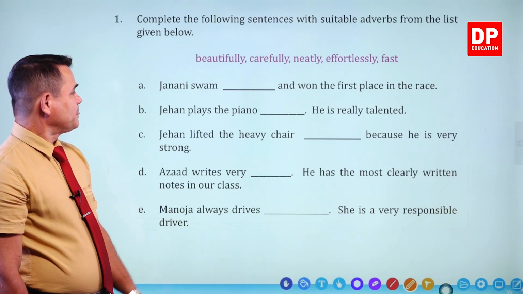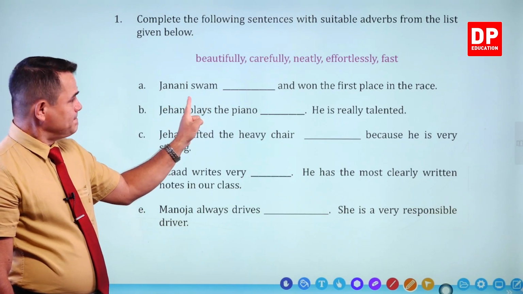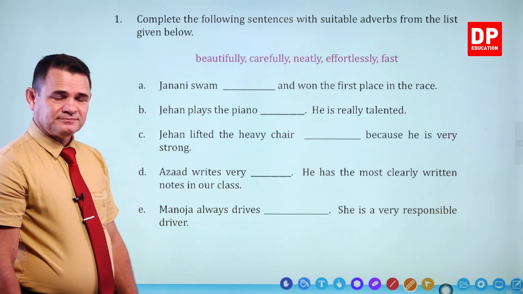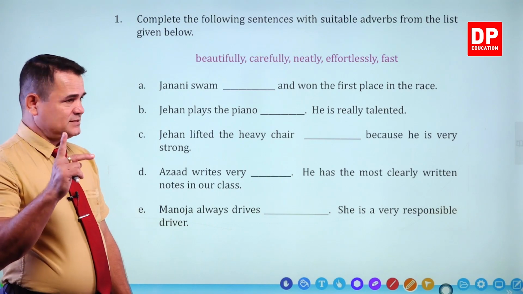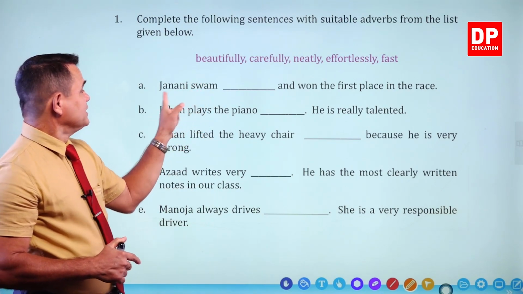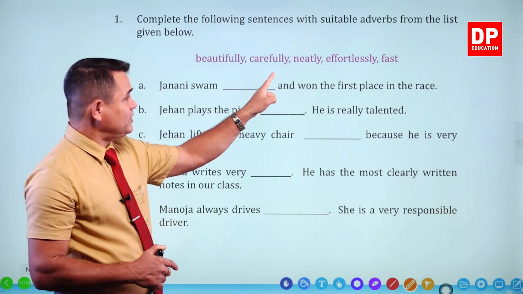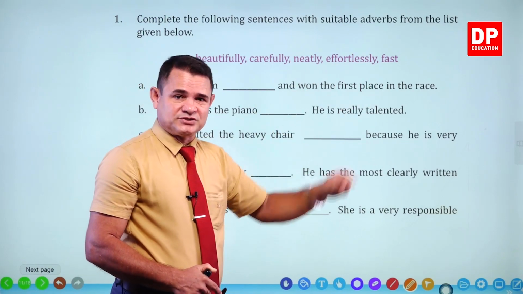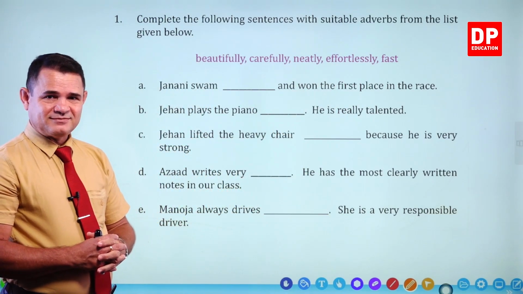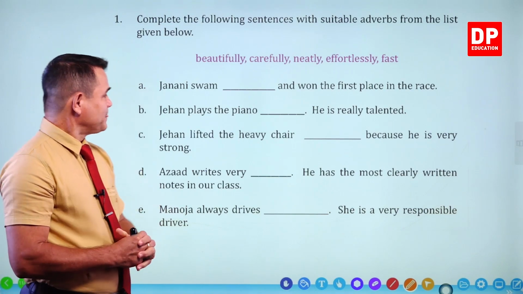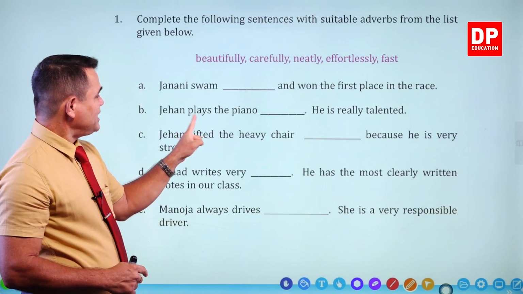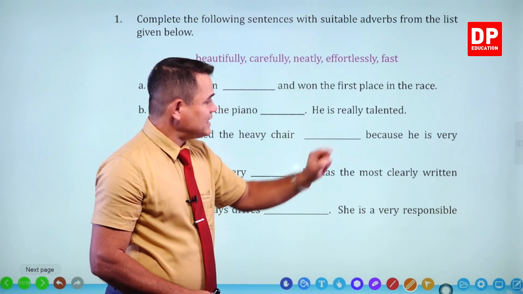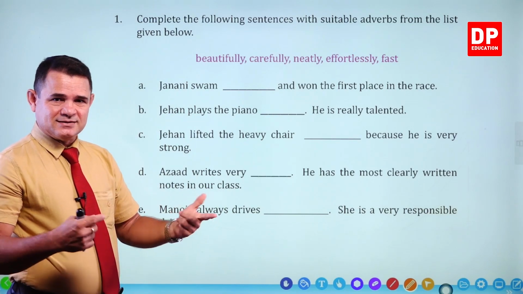Now the first one. Janani swam blank and won the first place in the race. Race එකෙන් first place එක දිනුවා. You have to use beautifully, swam beautifully or swam carefully, swam neatly, swam effortlessly or swam fast. Which is better? You select. Now the next one. Jehan plays the piano. Use one of them. He is really talented. Talented. හරිම දක්ෂයි.